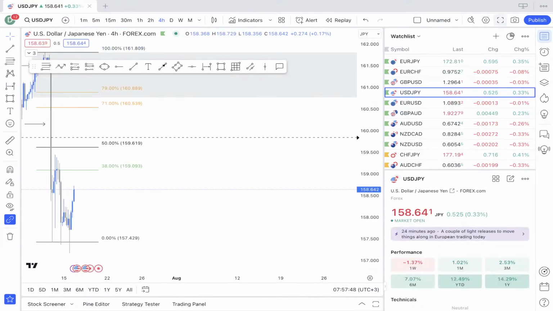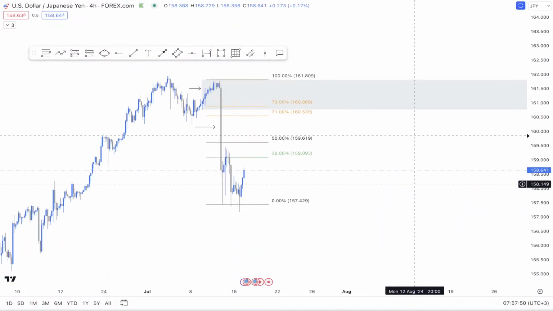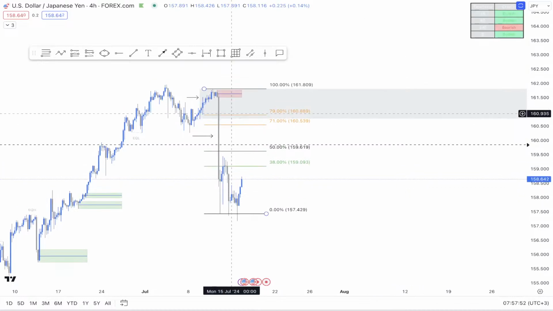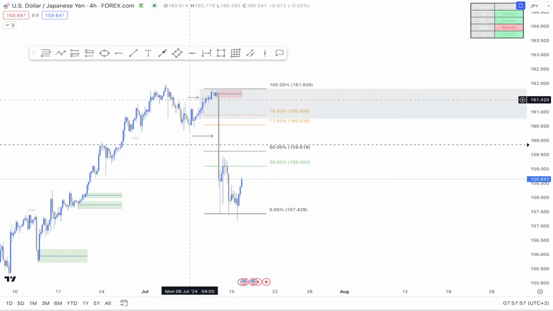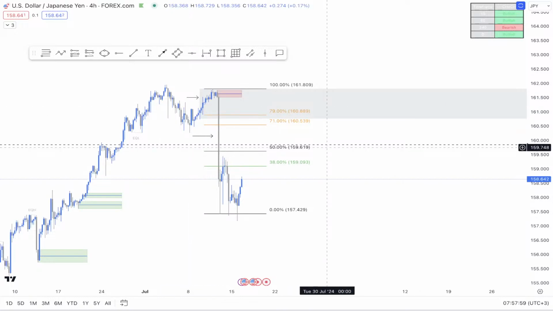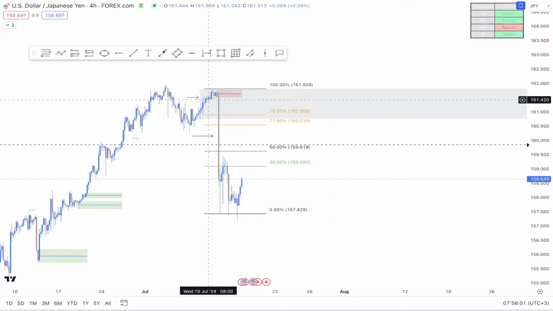USD JPY up next with a bearish opportunity. We have a very aggressive break towards the downside. Before the break, liquidity was swept as well right here. And after the break, I was able to identify this unmitigated order block that is lining up with the area of interest as well as with this bearish trader order block.